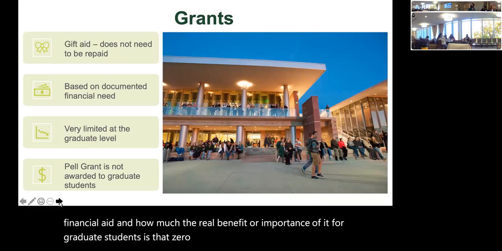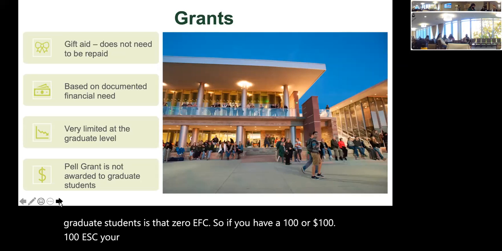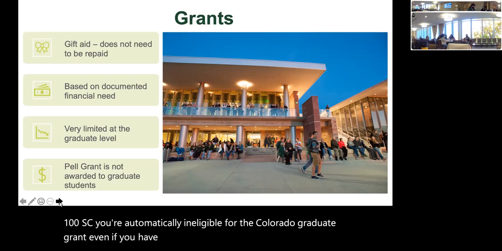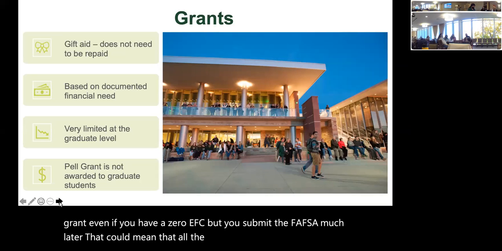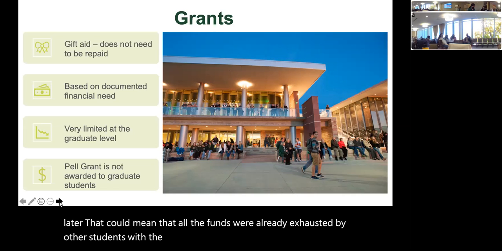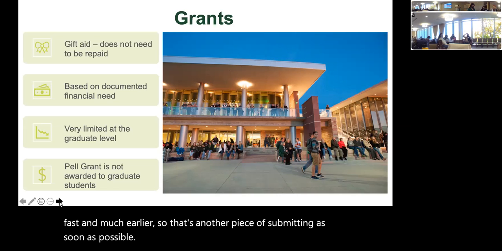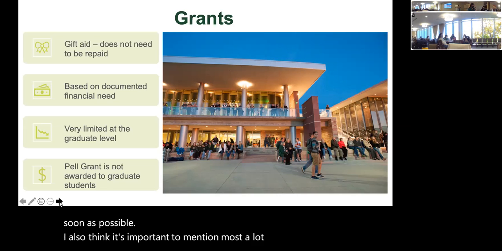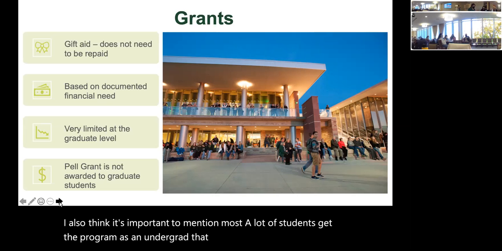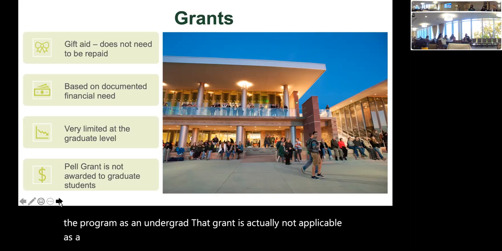So if you have a $100, or not $100, but a 100 EFC, you're automatically ineligible for the Colorado Graduate Grant. Even if you have a 0 EFC, but you submit the FAFSA much later, that could mean that all the funds were already exhausted by other students with a 0 EFC that submitted their FAFSA much earlier. So that's another piece of submitting it as soon as possible. I also think it's important to mention a lot of students get the Pell Grant as an undergrad. That grant is actually not applicable as a graduate student, so know not to expect that in graduate school.